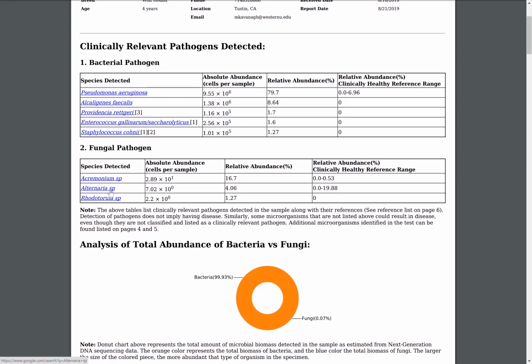Below it are the fungal pathogens. These are the different funguses that are identified, and just like the bacteria, it gives you an absolute number next to it in the left column. In the middle column, it gives you a percentage of funguses that were identified, and then in the right would be a relative healthy dog there. On the bottom of the page, you see analysis of total abundance, bacteria versus fungal. This ring is quite helpful, and what it does is that within your sample, it tells you what percentage of the sample was bacterial and what percentage of the sample was fungal.